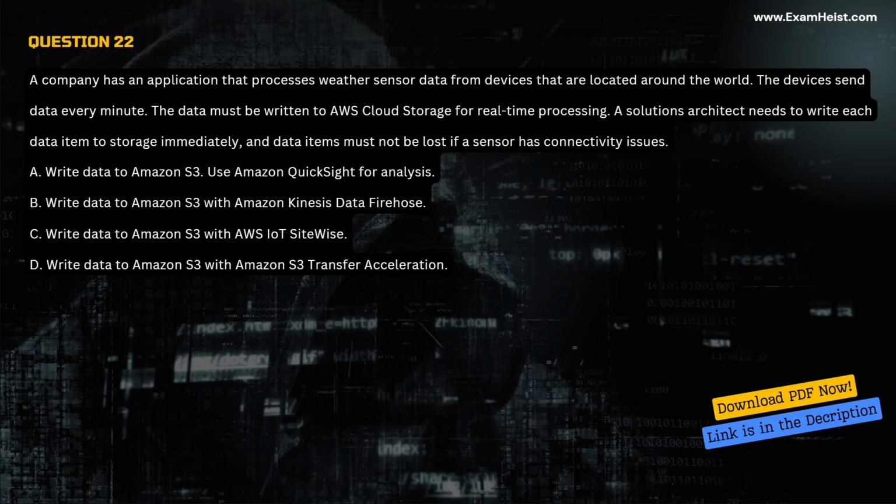A. Write data to Amazon S3. Use Amazon QuickSight for analysis. B. Write data to Amazon S3 with Amazon Kinesis Data Firehose. C. Write data to Amazon S3 with AWS IoT SiteWise. D. Write data to Amazon S3 with Amazon S3 Transfer Acceleration. Correct answer B. Write data to Amazon S3 with Amazon Kinesis Data Firehose.